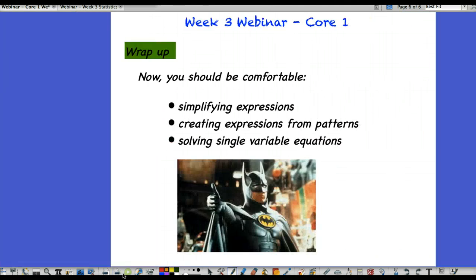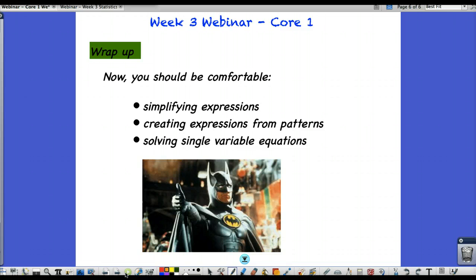All right, you guys. So now at the end of this, wrapping up, you should be comfortable now simplifying expressions. Okay, and again, practice on your own if you need to. Go back and do those 2 problems, compare, see that you get the same things. Okay, you should be very comfortable creating expressions from patterns as we continue on with that. And, at this point you will be somewhat comfortable solving single variable equations. But again, we're just starting that, and we'll continue that next week as well.